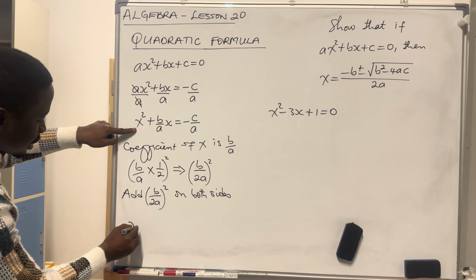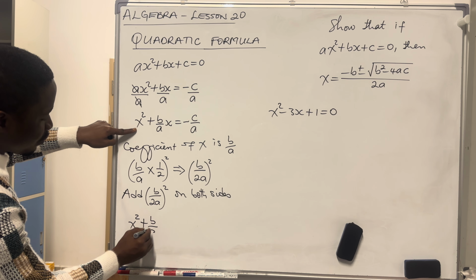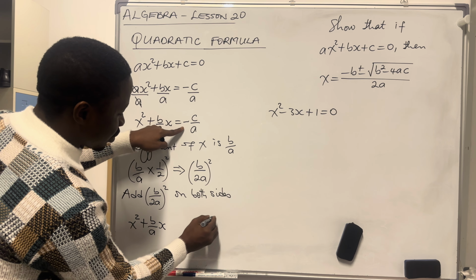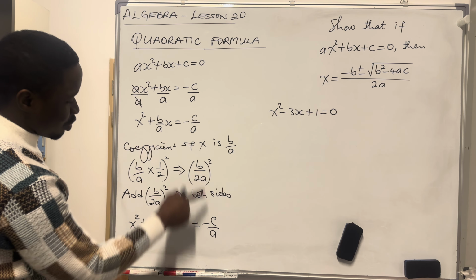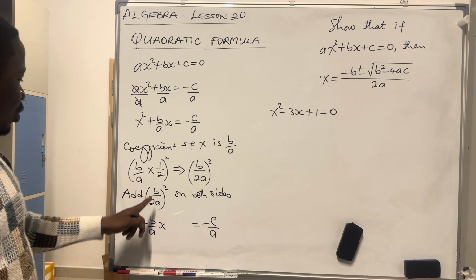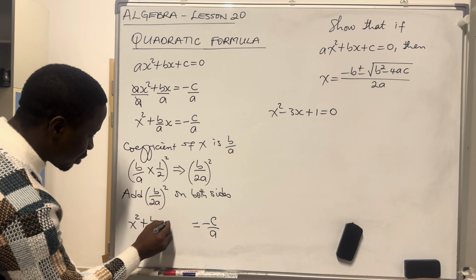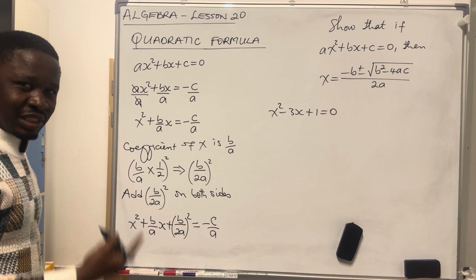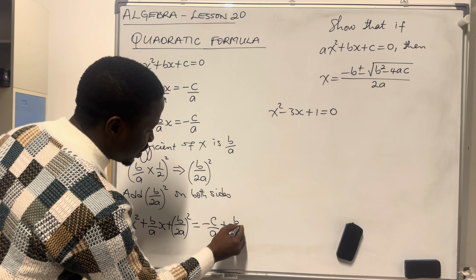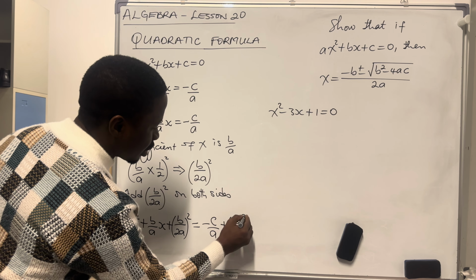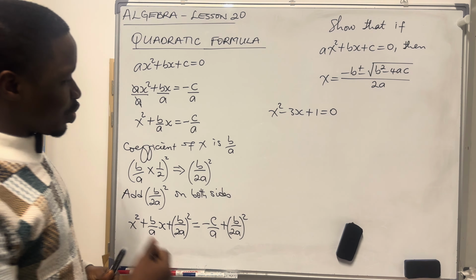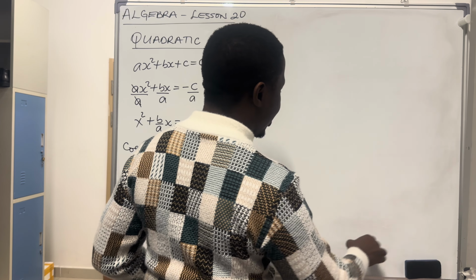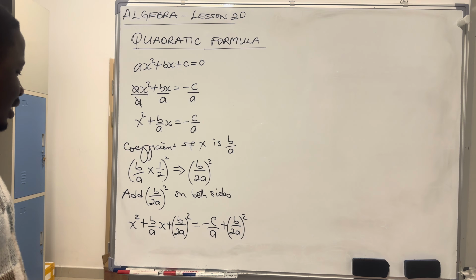So if we are adding this on both sides, the left hand side is x squared plus b over a x, and the right hand side is minus c over a. Look at the right, look at the left, and we want to add this on both sides. So we say plus b over 2a, squared, that we have decided to add. I hope you understand what we are doing.